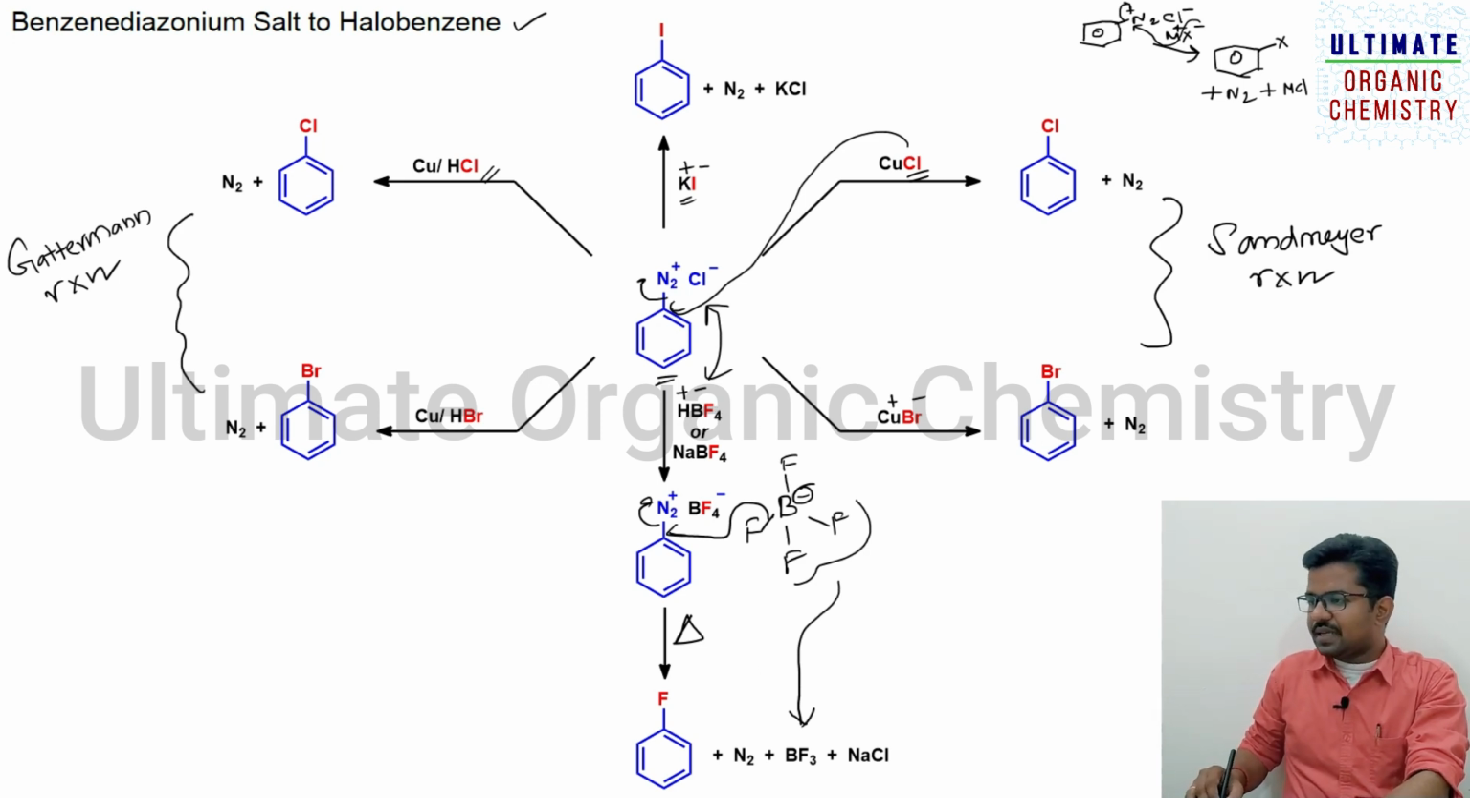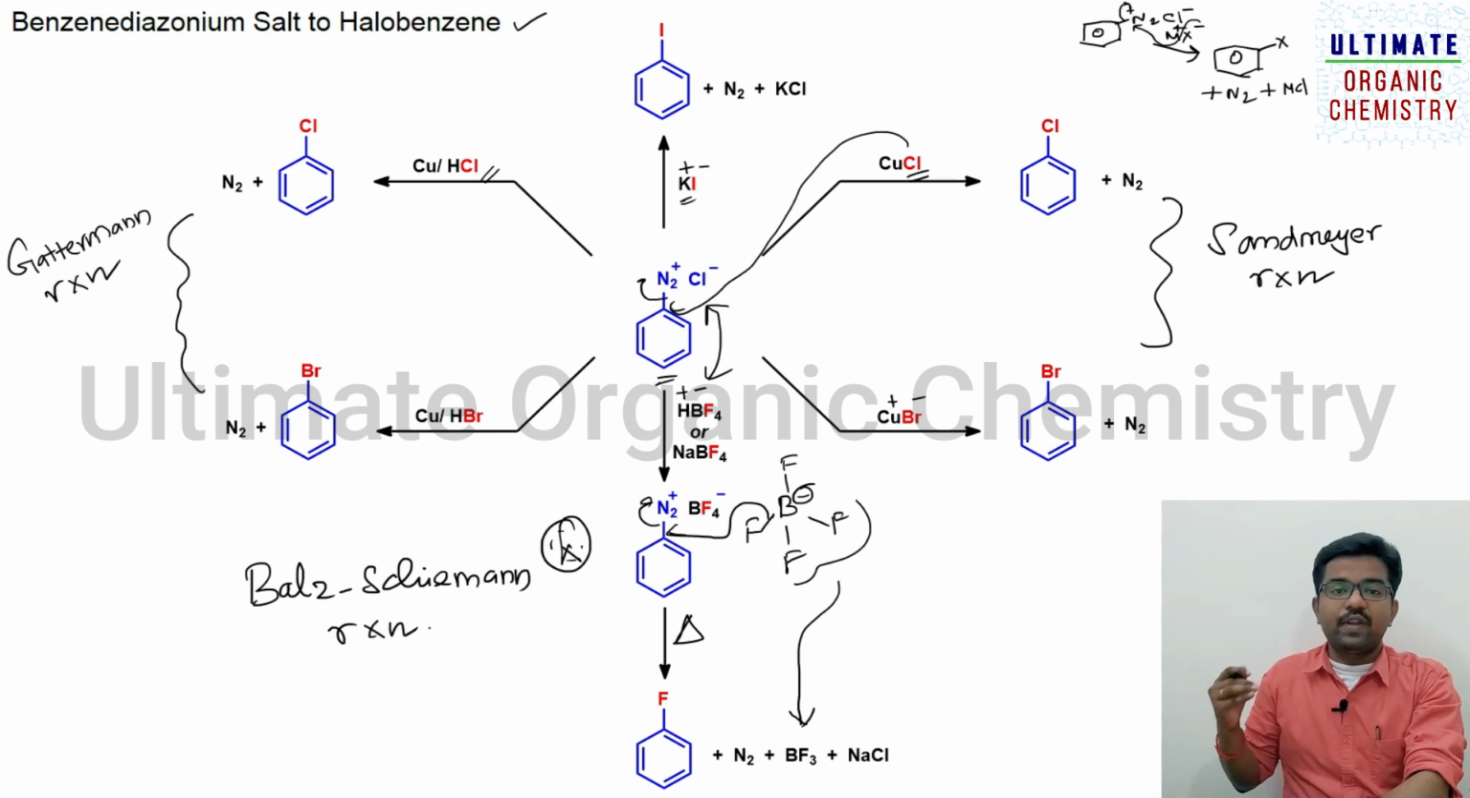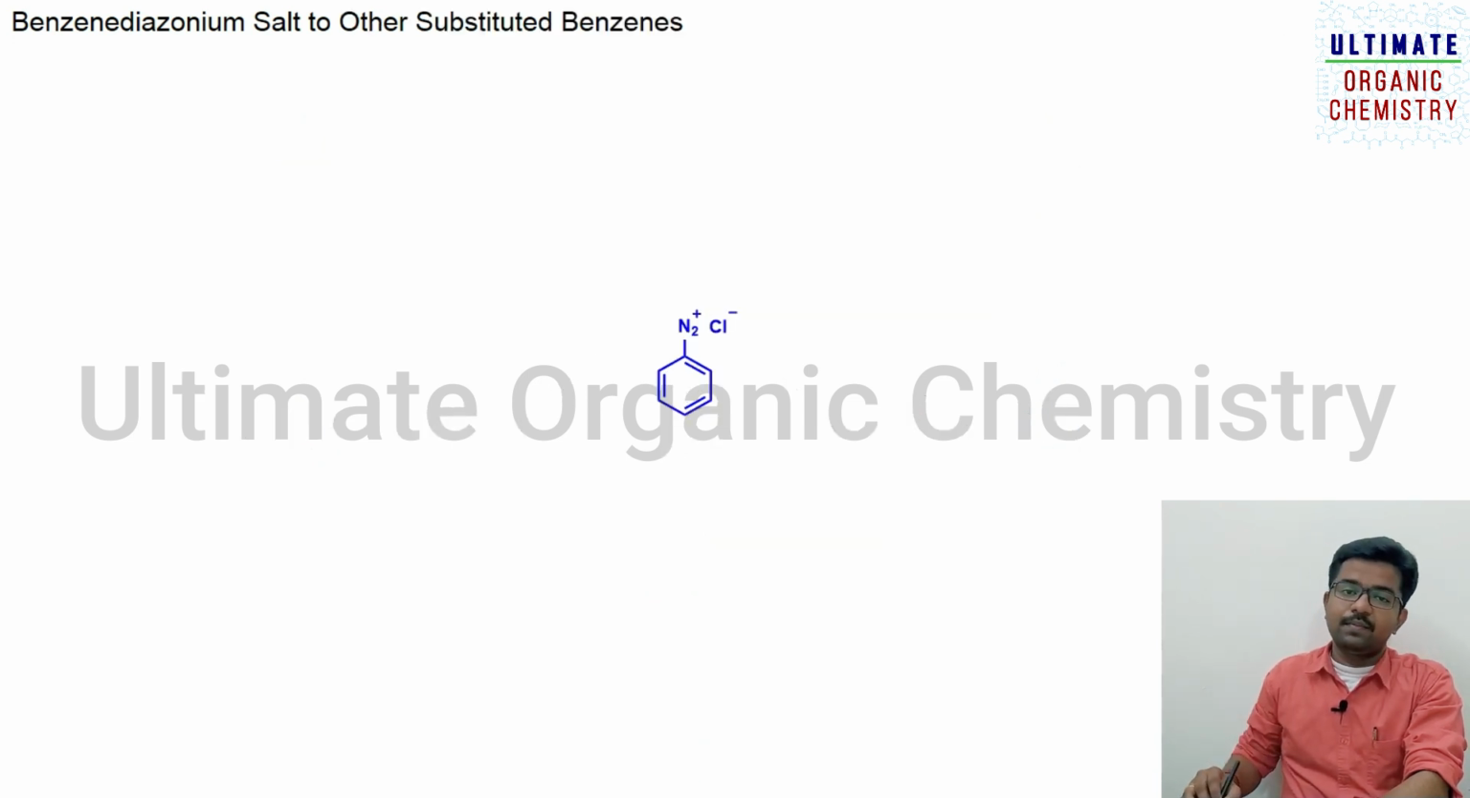This reaction is very important in terms of NEET as well as JEE. This reaction is known as the Balz-Schiemann reaction. So far we have discussed the preparation of halobenzenes from diazonium salts. Now let us discuss other functional groups from diazonium chloride salts, that is, benzene diazonium salt into other substituted benzenes, right?